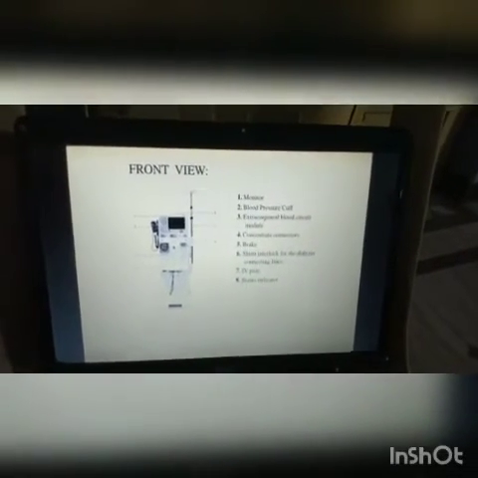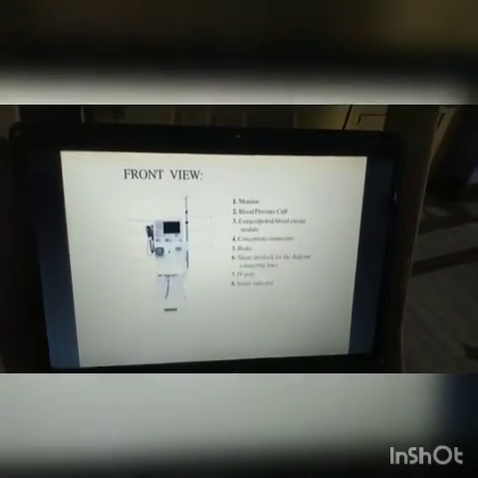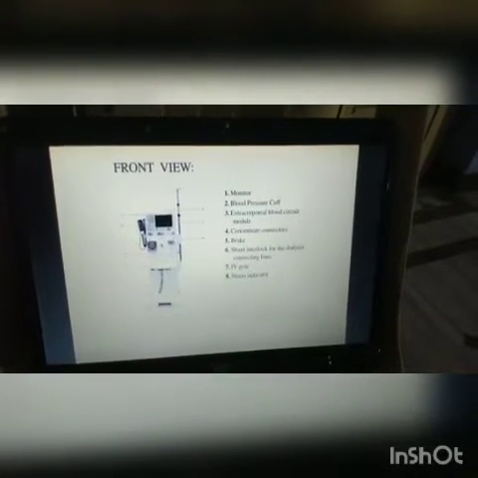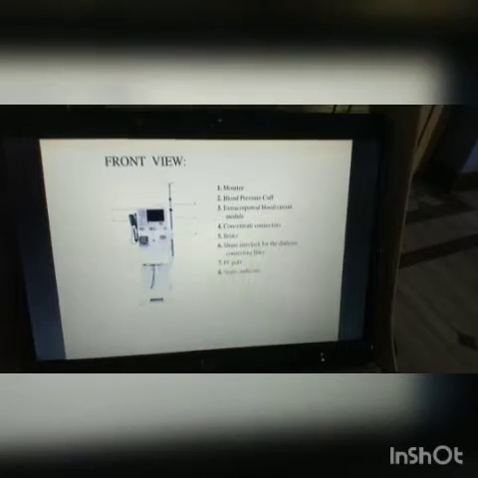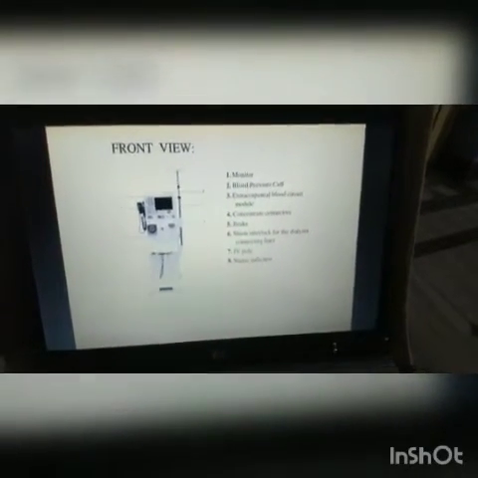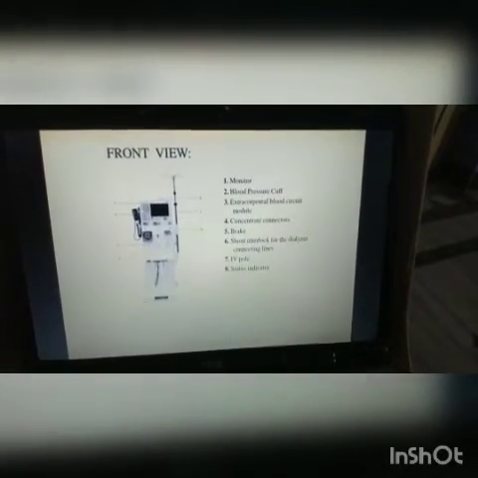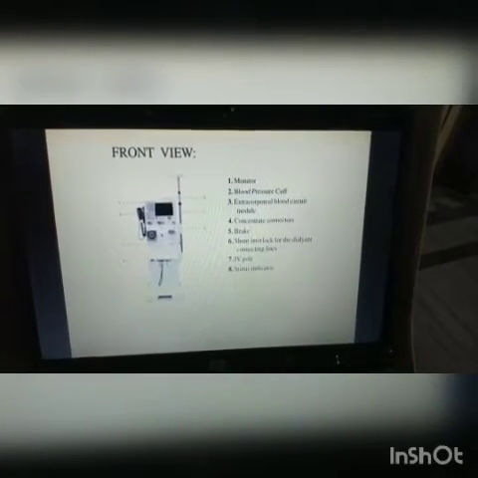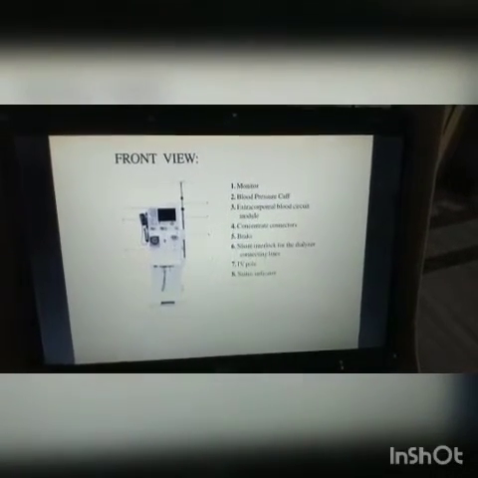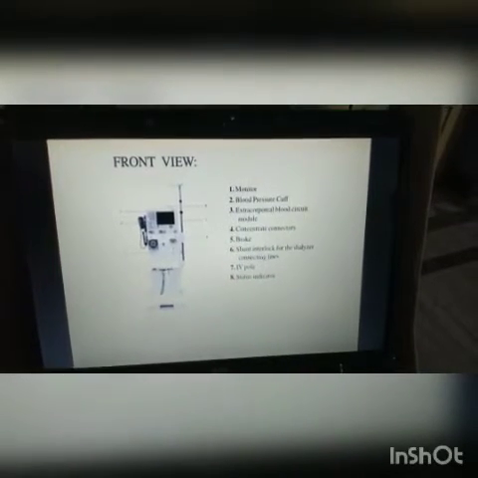Next, have a front view of the dialysis machine. First, one is the monitor, 2 is the blood pressure cuff, 3 is the extracorporeal blood circuit, 4 is the concentrate connectors, 5th one is the breaker, 6th one is the shunt interlock for the dialysis connecting lines, 7th one is the four-pole status indicator.